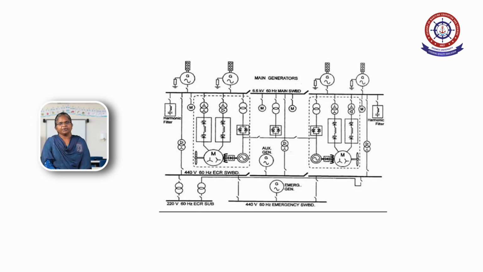The equipment available below 440 volts is called low voltage equipment. The equipment above the 440 volt line is called high voltage equipment. Harmonic filters are also connected with the bus bar, and are used to reduce the harmonic content available in the bus bar. Harmonics are nothing but unwanted signals or noise in the AC system. That unwanted noise can be reduced in magnitude with the help of the harmonic filter connected with the bus bar.